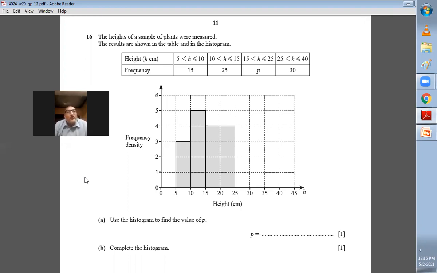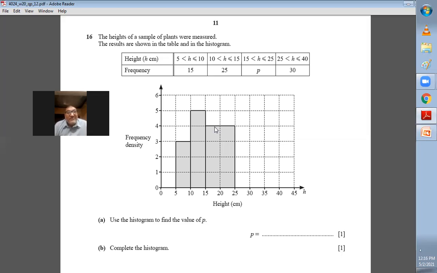Then they have shown us a frequency density and height histogram. The first question is: use the histogram to find the value of P, the frequency of the class from 15 to 25. If you want to find out the frequency of this class, the methodology is very simple. The area of this bar, the area of this rectangle on the frequency density histogram, is equal to the frequency. The length here is 10 and the height here is 4. Simply multiply them and you will get the frequency of that class, which is P here.